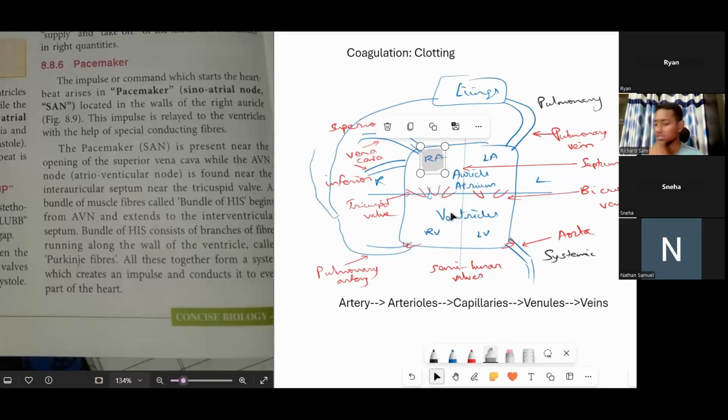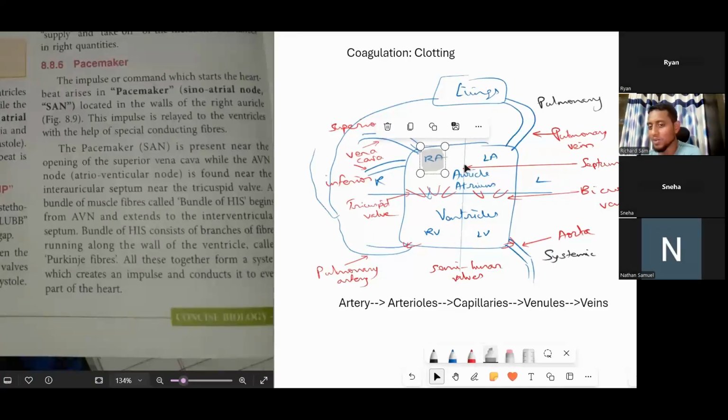What is the interauricular septum? We saw the word septum yesterday. Septum is the separation between the right side and the left side. Now this septum here on top, between the two auricles, is called the interauricular septum. And the septum here between the ventricles is called the interventricular septum. Do you understand?